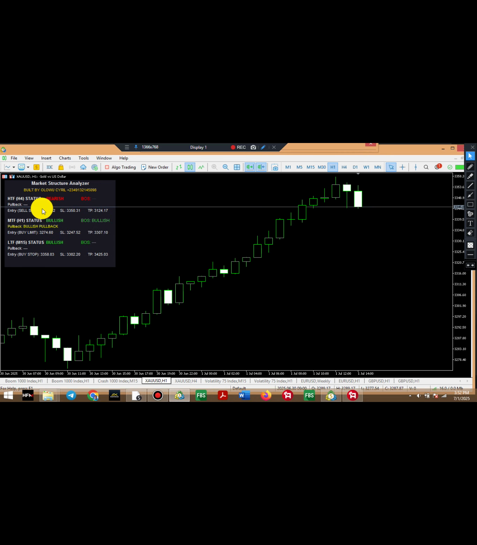While on the H1, it gave us a bullish pullback level, which has played out. It was on profit. And this was the buy limit entry, 3274.60, the stop loss 3247. Okay, it's as if this must be a new one. Let's check the current high of the market. Let's see the level that is there.